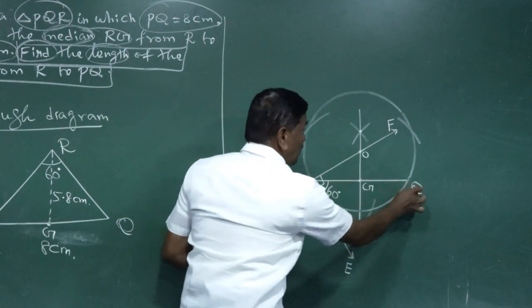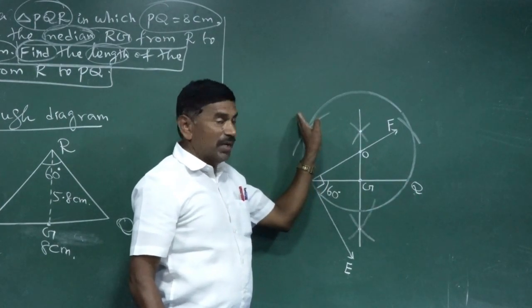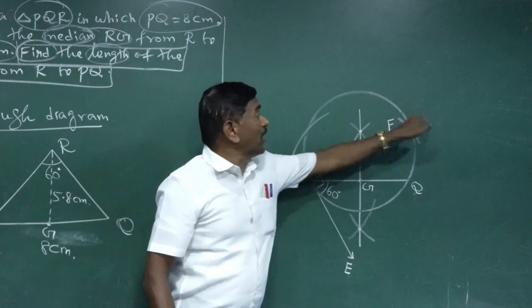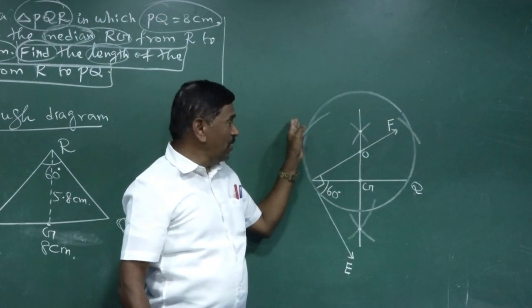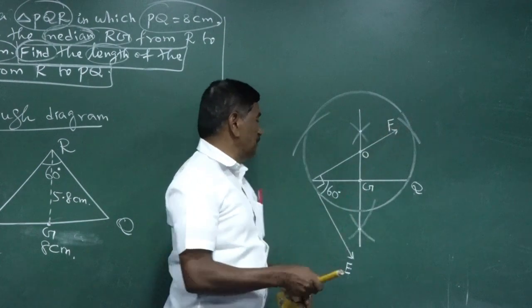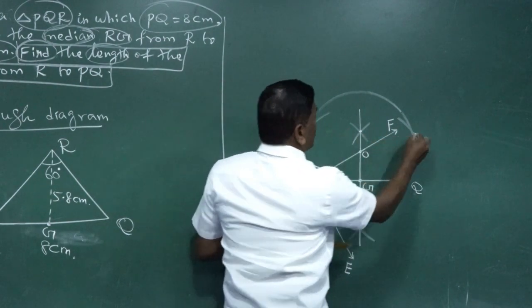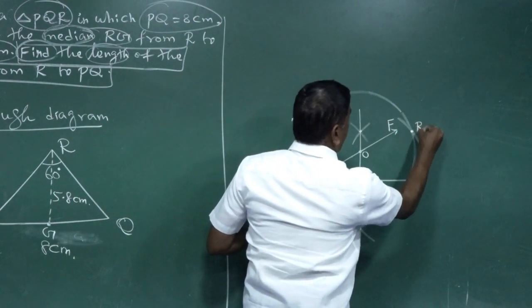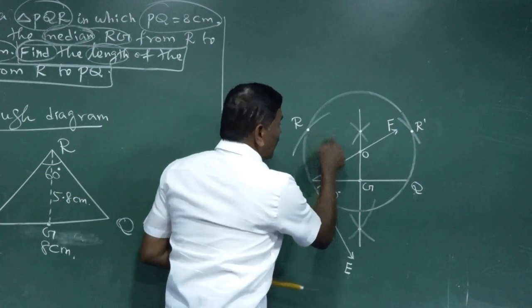Listen, we already have the line segment PQ. We need the triangle PQR. R may be left or right, no problem, but for our convenience, let the left side be R. So R and R dash. This meeting point is R and this meeting point is R dash. That's all. Now join PR and QR.